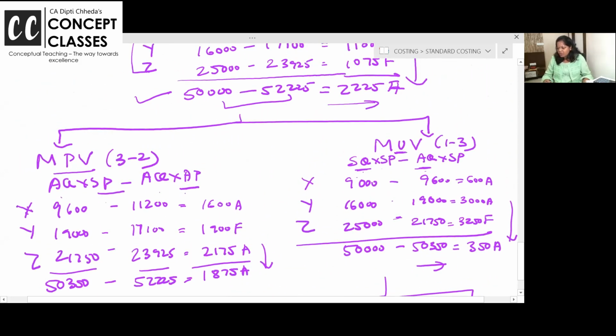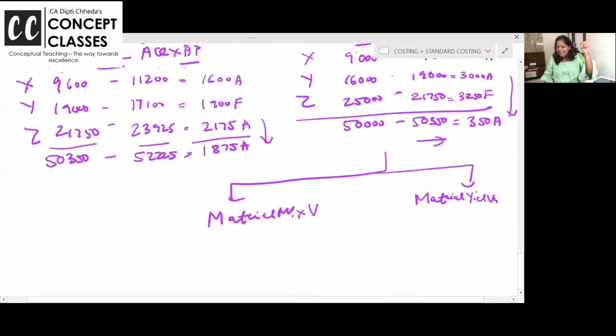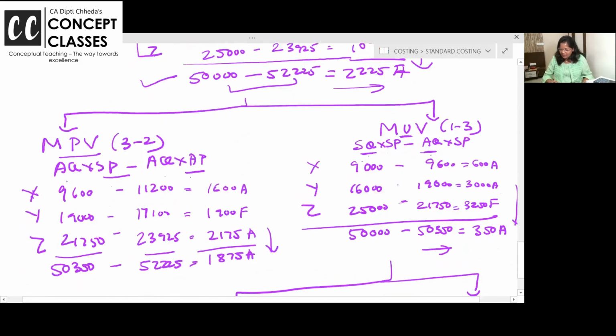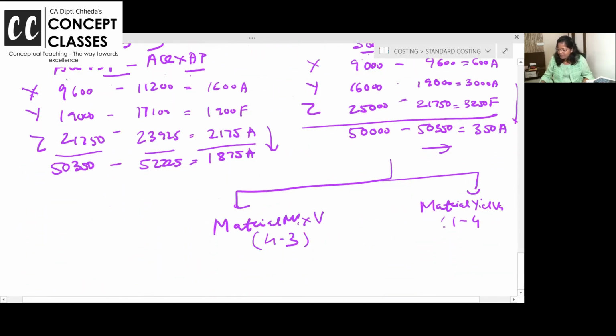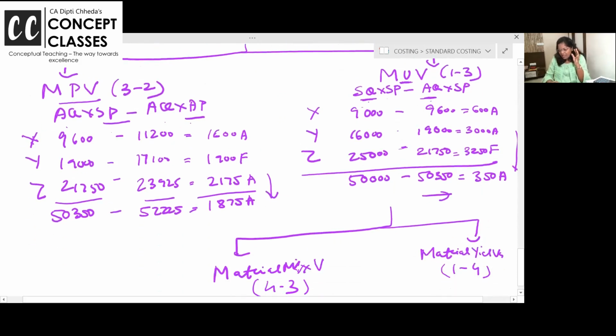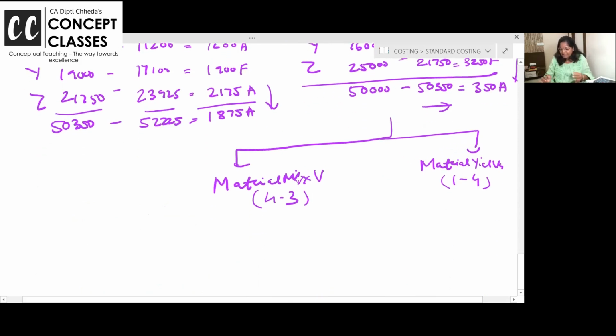1 minus 2, 1 minus 3, extreme right. 1 minus 4, 4 minus 3, 3 minus 2, and up. Material mix and yield will come only when you use more than one kind of raw material. And what is the logic? I hope now logic is clear. Your price is differing, your quantity. अब इनके logic क्या है वो भी I'll explain.